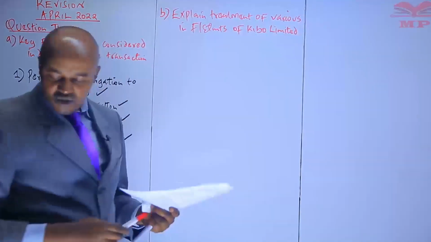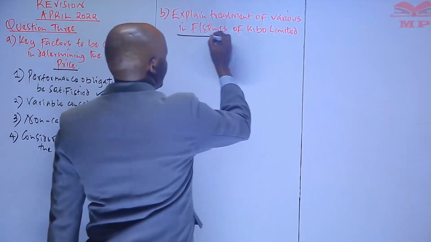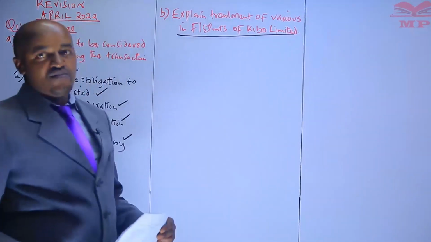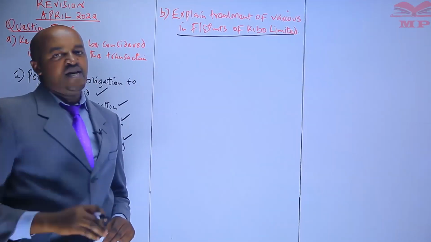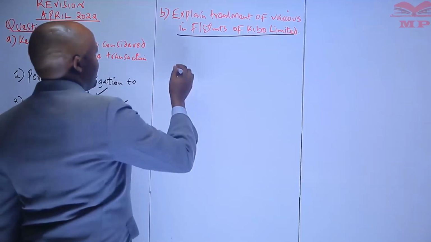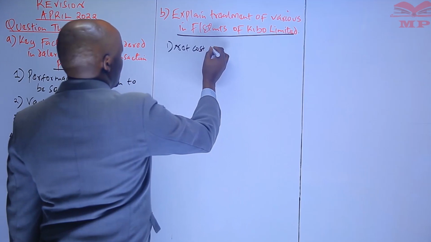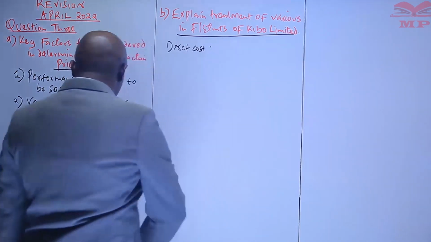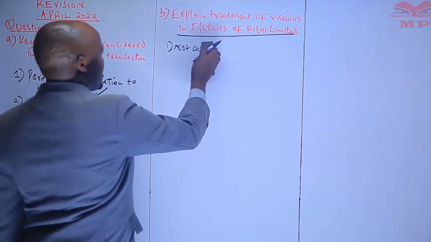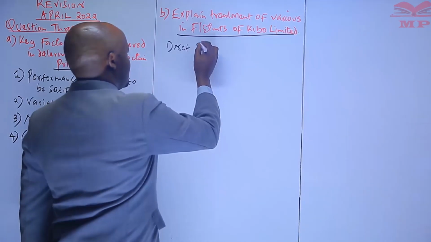Now in this case we have a number of items which are supposed to be determined and accounted for in the financial statements of Kibo Limited. Essentially there are three items. Which are those items? One, we have the net pension cost, which is supposed to be taken to the income statement as an expense.